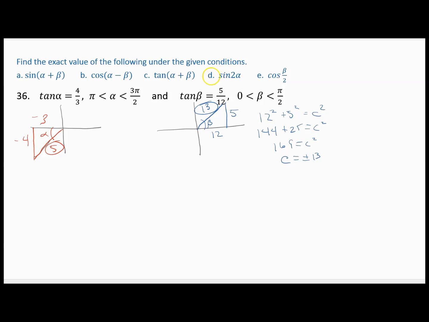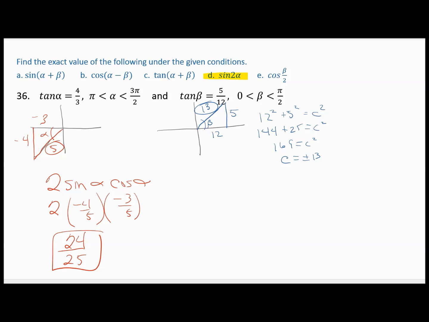Okay, now we're ready to attempt D, or the sine of 2 alpha. Okay, so this formula for sine of 2 alpha, there's only one formula. It's 2 sine of alpha cosine of alpha. Alright, so that's going to be 2, the sine of alpha, again, is going to be y over r, so -4/5, or you could say opposite over hypotenuse, and cosine of alpha is adjacent over hypotenuse, or x over r, so -3/5. I multiply this together, so that's going to be 2 times the -4 is -8, times the -3 is +24/25.